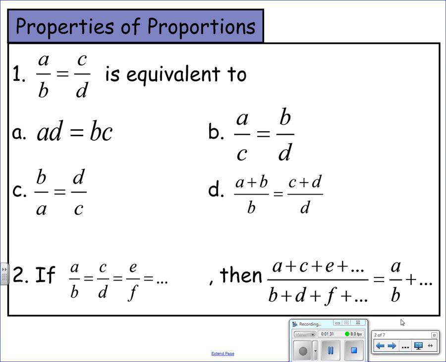So first we have our initial proportion: A to B is equal to C to D. So A would be just cross multiplying. I just cross multiplied. Again, remember our reasoning in a proof is property of proportions, but you guys are used to seeing that first one, A, as cross multiplication.